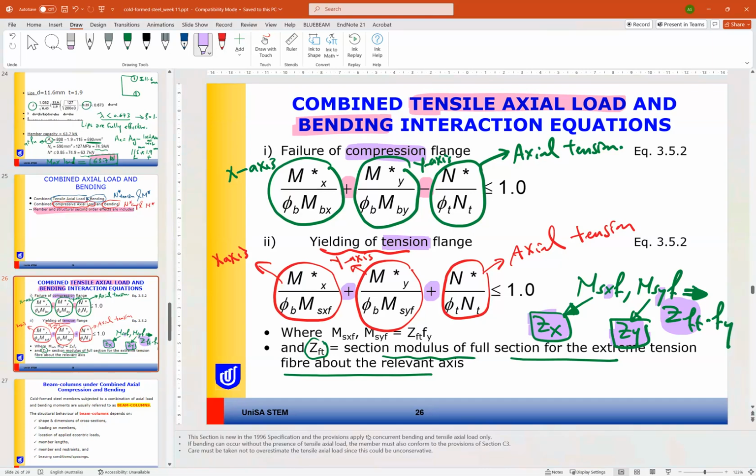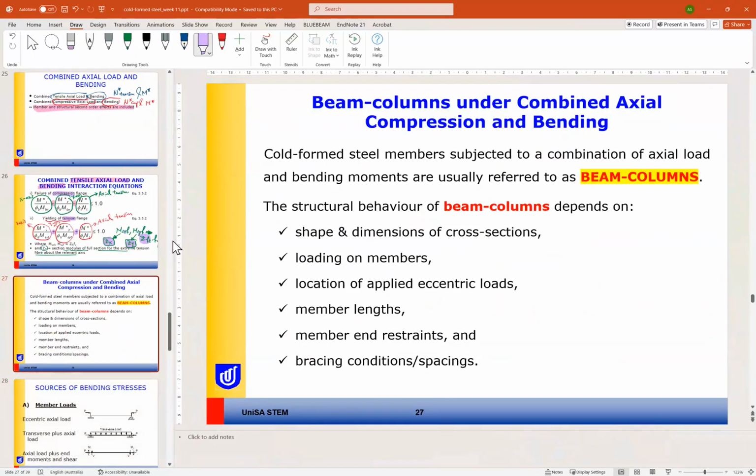So this is for what? For axial tension and bending, because there is no buckling problem. So it is easier than the other case we will have now, which is beam column members under combined axial compression and bending. So for axial compression and bending, what is the problem? The buckling.